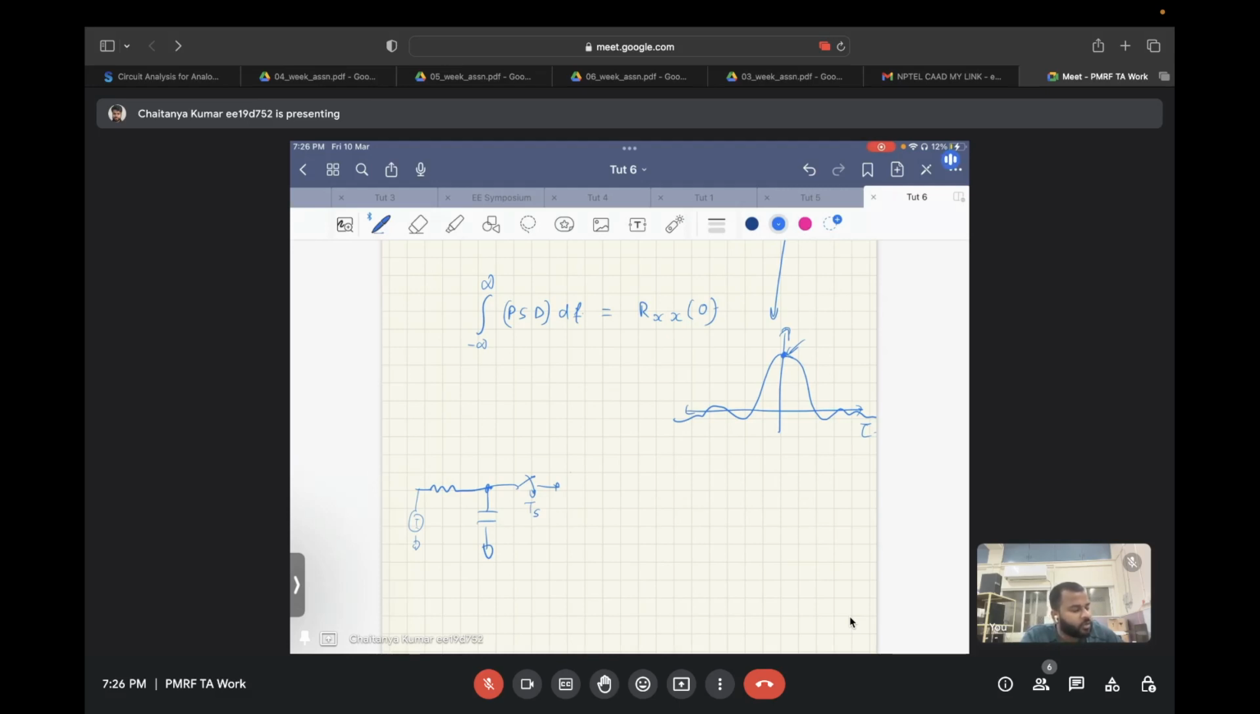Now the relationship between the time tau and the index n is n equals tau by Ts, where Ts is the sampling period. So Rxx of n in discrete time will be equal to the continuous time autocorrelation function Rxx evaluated at tau equal to n times Ts. Is this clear?